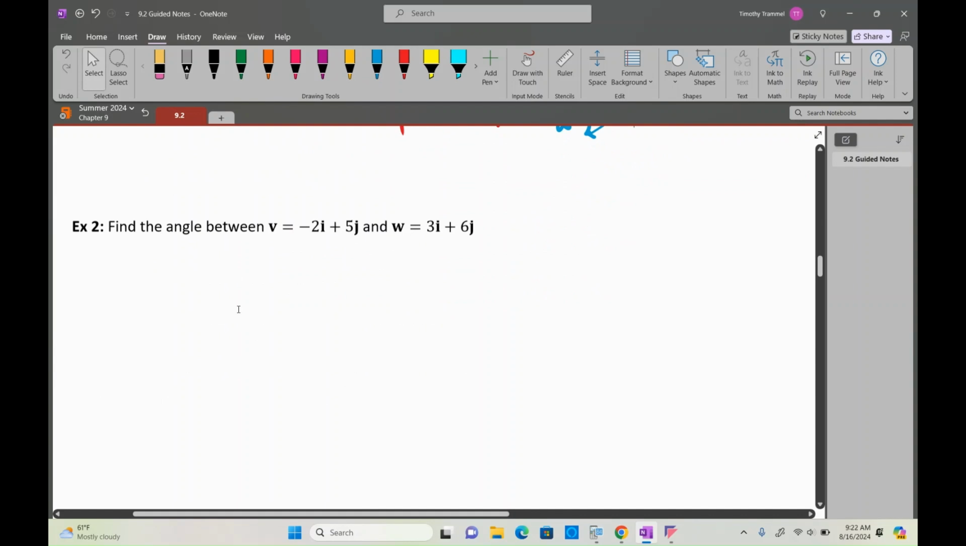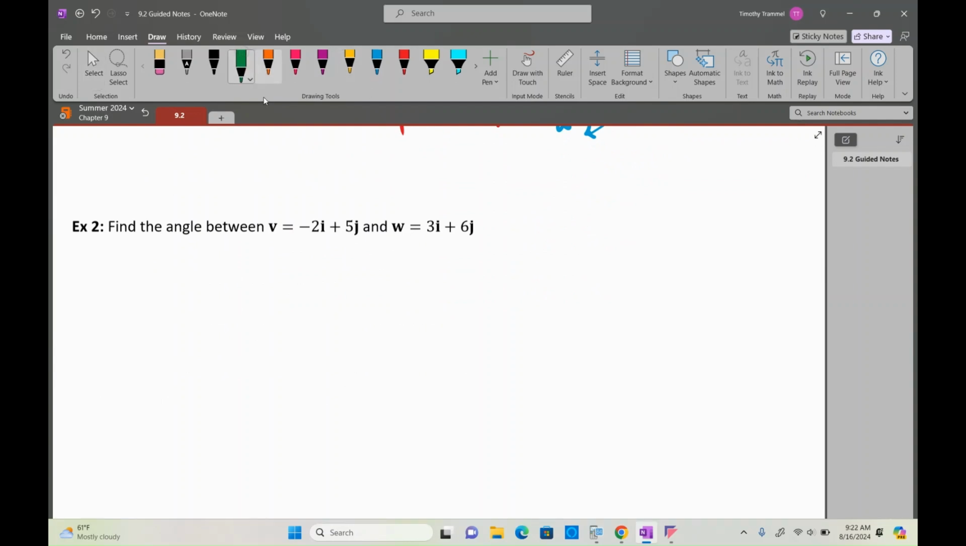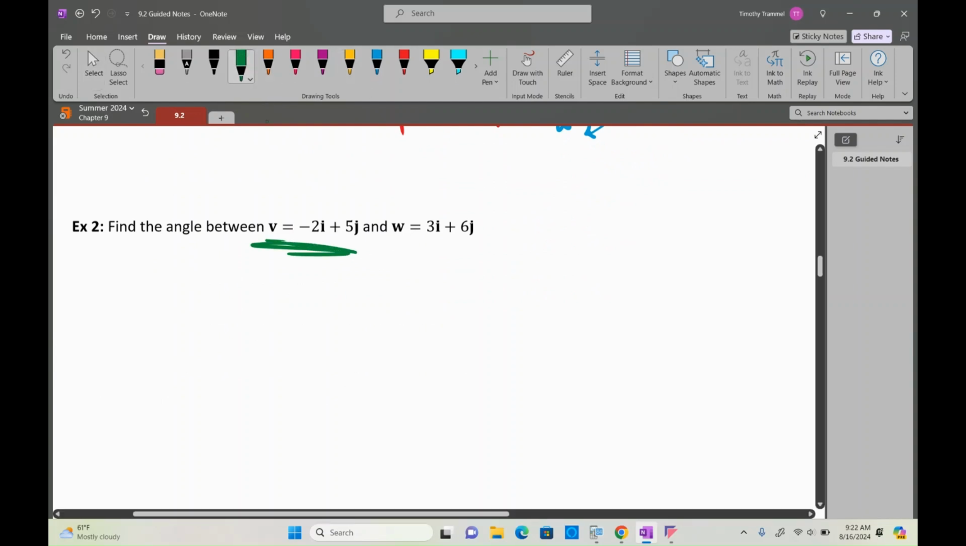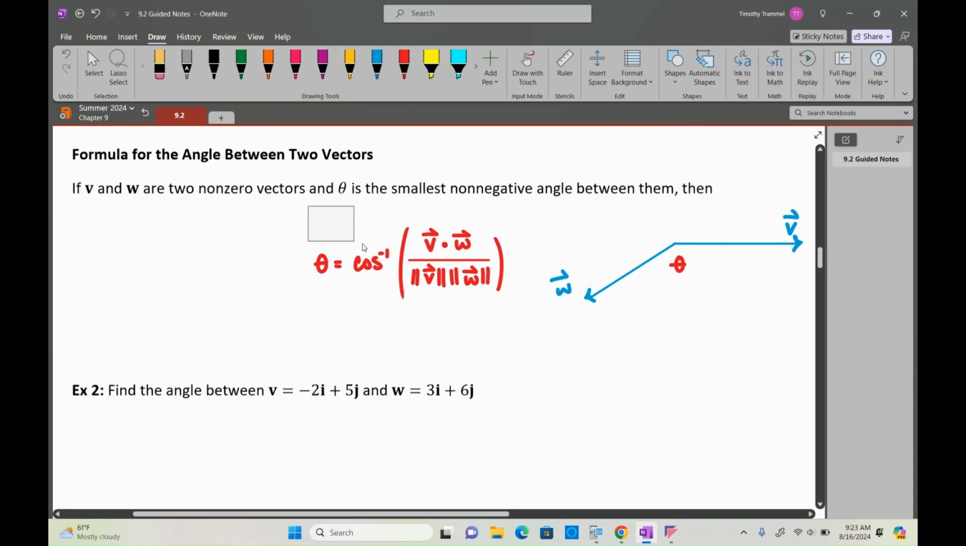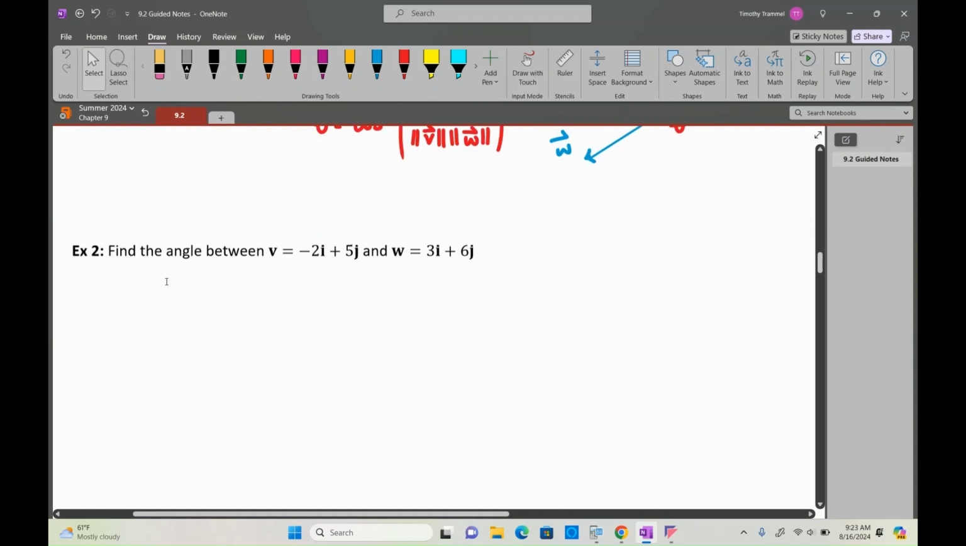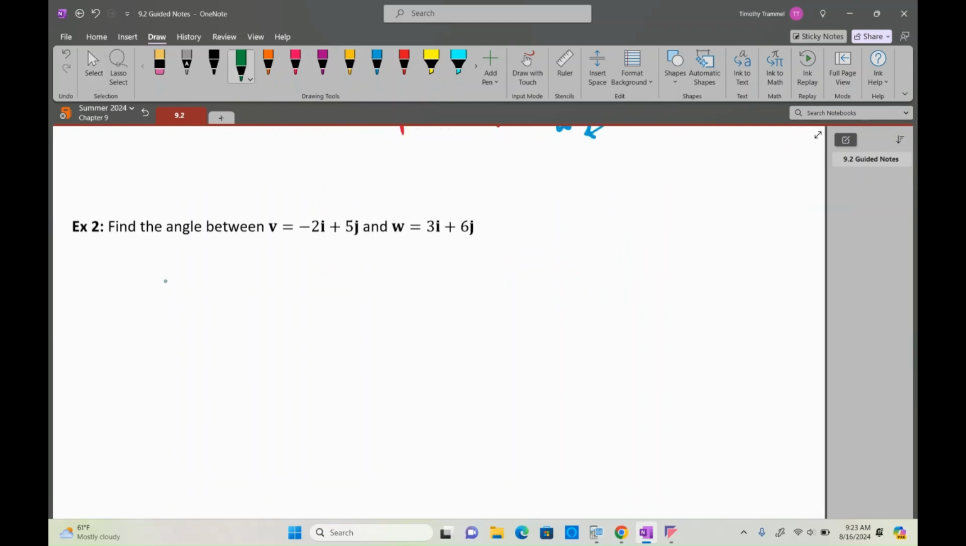All right, well, let's try this out. So we have the vector v, which is equal to minus 2i plus 5j, and w, which is equal to 3i plus 6j. And we're going to find the angle in between them. If we are going to use this formula here, then we need the magnitude of v and w, and we need the dot product of v and w. Let's start off with our dot product.